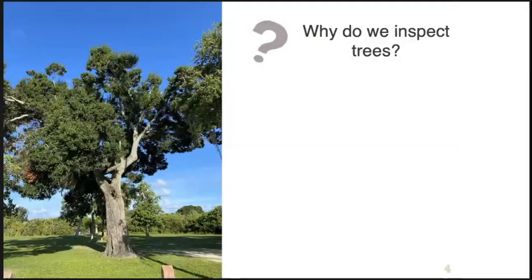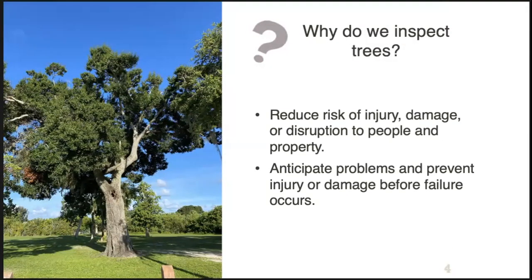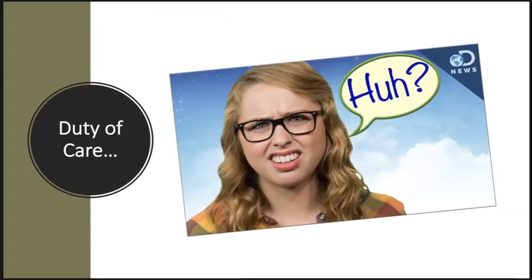in that process. So basically, as I've mentioned, the reason why we inspect trees is to reduce risk of injury or damage to property or disruption of activity as far as people. For example, if a tree falls across the road, obviously that's going to disrupt activity. But the idea behind risk inspections is to anticipate problems, because oftentimes we can prevent injury and damage before the failure occurs if we know exactly what to look for and how to implement the proper mitigation. We all have a duty of care.